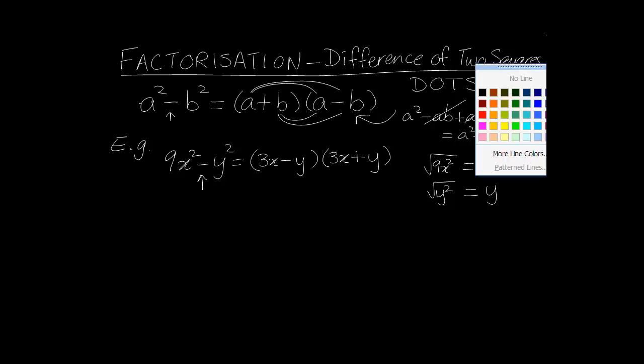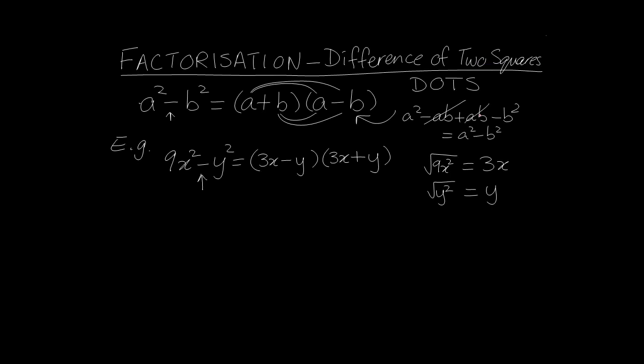So let's have a quick check of our answer here. If I were to multiply this out, that's going to give me 9x squared, that's going to give me positive 3xy, that's going to give me negative 3xy, which will allow those terms to cancel, and lastly I've got minus y squared. So I've got the 9x squared minus y squared, which is what I originally started with. Alright, let's have a look at another example.